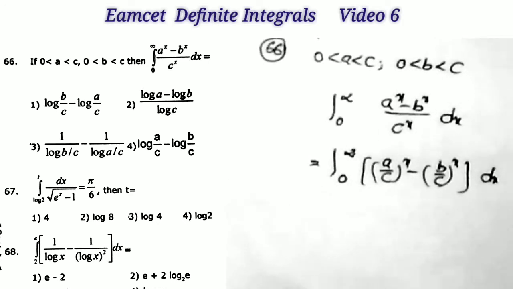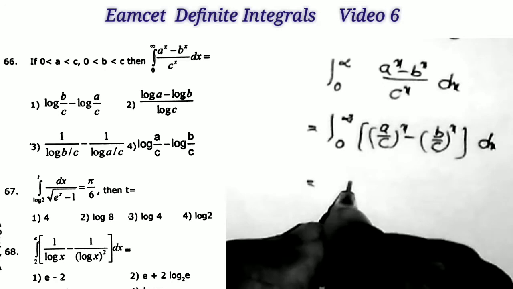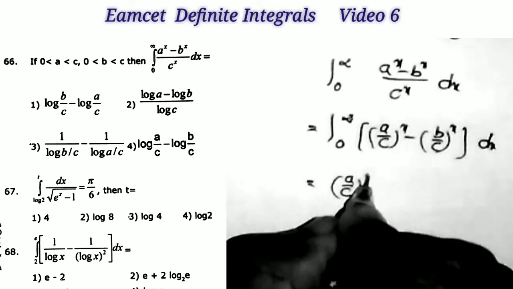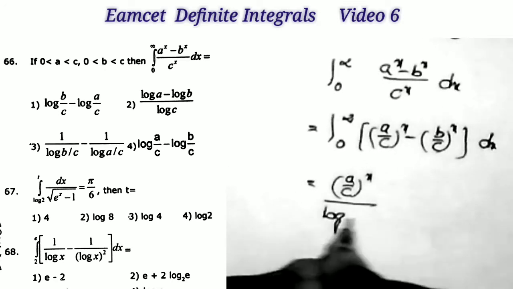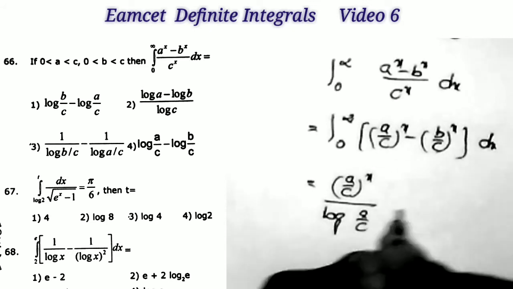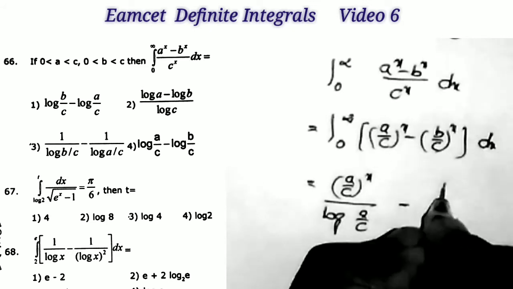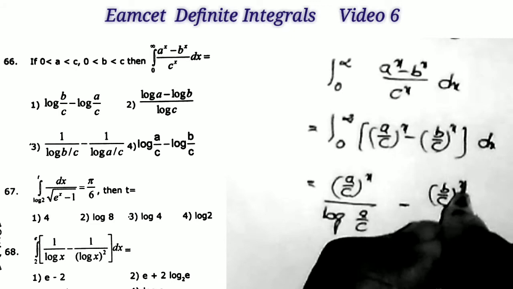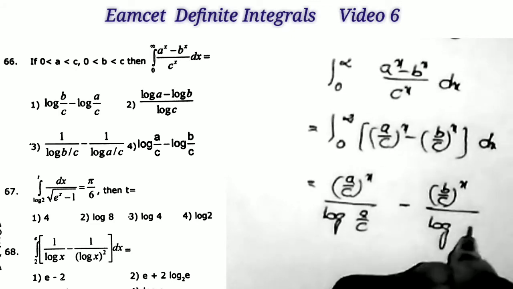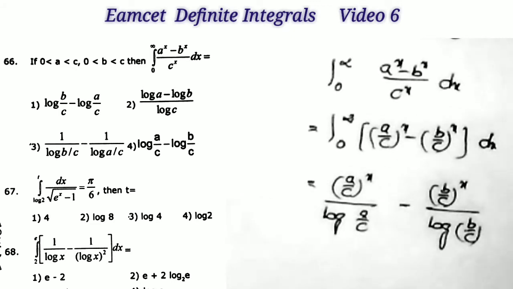What are these forms here? Integral a power x. And what is the integration of a power x? A power x by log a. That is, the answer of the first part is a by c power x by log of a by c, minus, this is also an a power x form, integration a power x by log a, that is b by c power x by log of b by c.